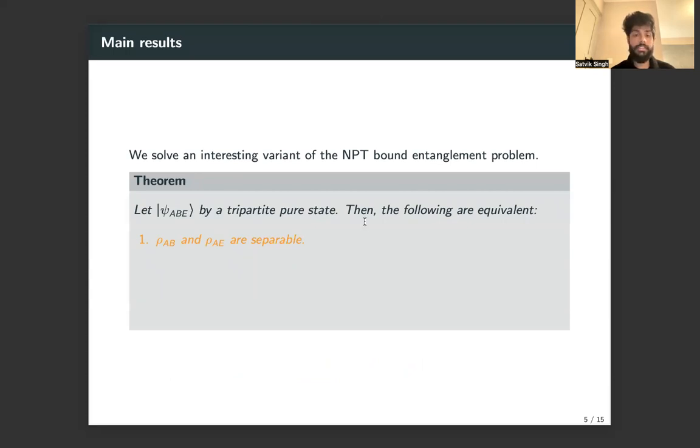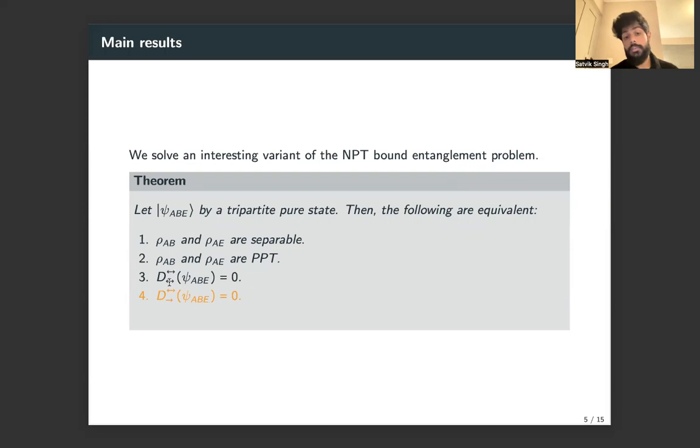And what we claim is that the following statements are equivalent. The first statement says that both rho AB and rho AE, the 2 reductions, are separable. This is equivalent to the 2 reductions being PPT, which is further equivalent to the tripartite state being two-way fully undistillable. So in this tripartite setting, two-way full undistillability is indeed equivalent to the PPT property of the 2 reductions. And it is in this sense that the tripartite version of the NPT bound entanglement problem is solved.